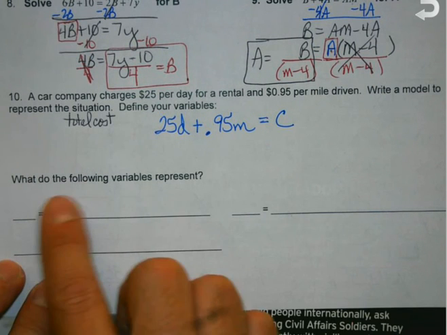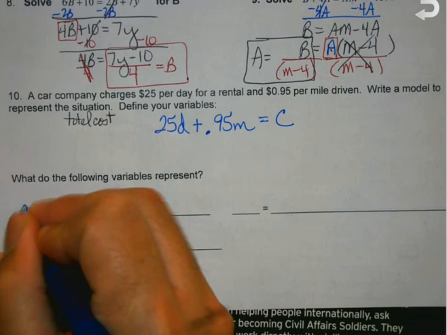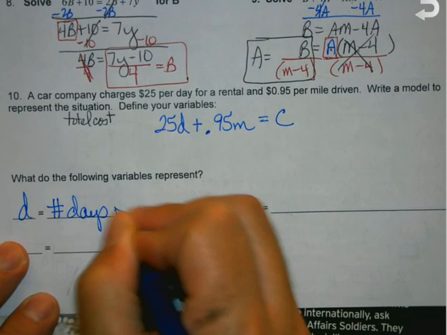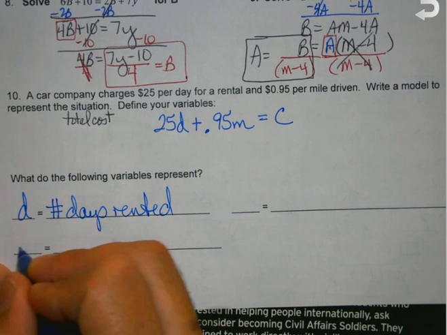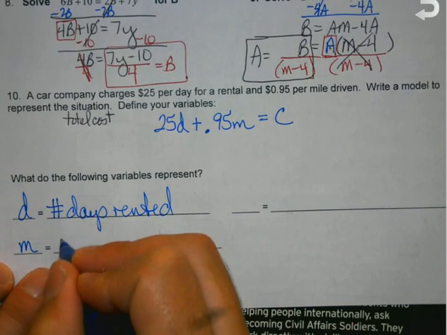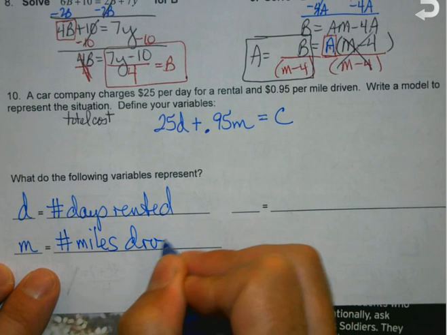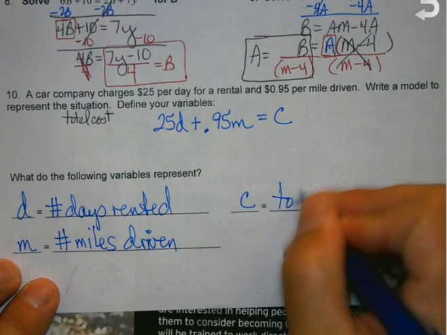So when it says, what do the variables represent, I'm just explaining what each of those things are. So D, for instance, might be the number of days that I rented the car. Because again, I need to know what these variables are if I want to know where to plug numbers in if I had them. And then M would be the number of miles that have been driven. And C would be my total cost.